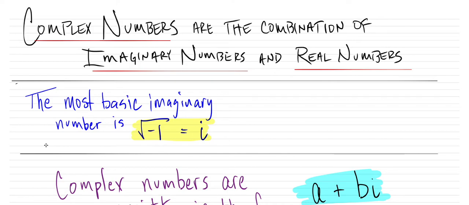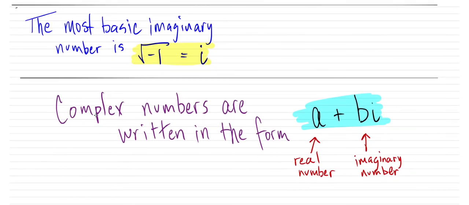Okay, I'll move on. I see that you guys are enthralled. All right. Every complex number is written with two portions, the real portion and the imaginary portion.